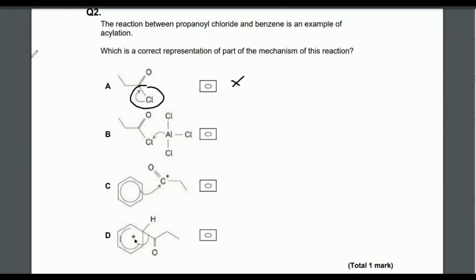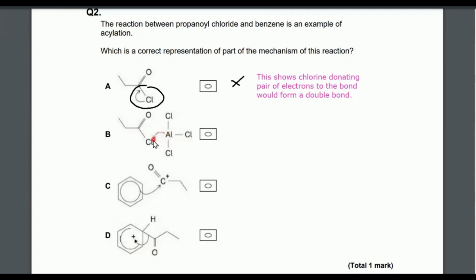So what's wrong here? Well, the chlorine normally breaks off during acylation to leave the cation. And here it's showing the chlorine donating a pair of electrons to that single bond. That would become a double bond. That's not possible with chlorine. That's not how it reacts. The arrow should be going the other way from the bond back to the chlorine. So that one's wrong.